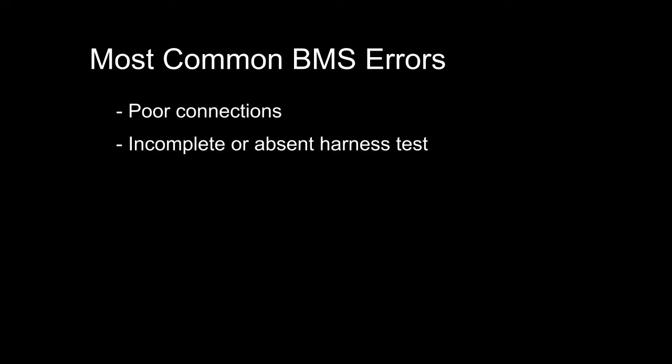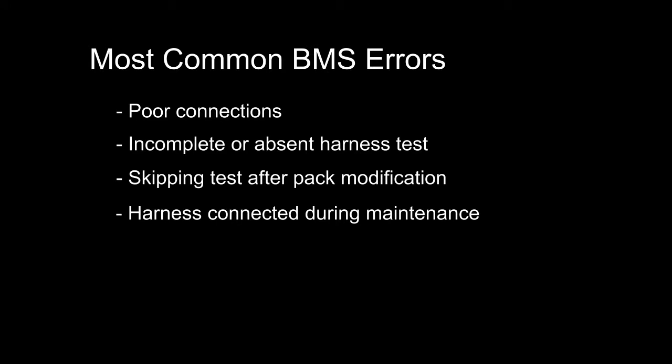Here are some of the most common reasons for BMS trouble. Poor connections create unreliable measurements. Skipping the harness test. Always test a new harness or a modified installation. The BMS can be damaged if reading cells while changing pack connections.